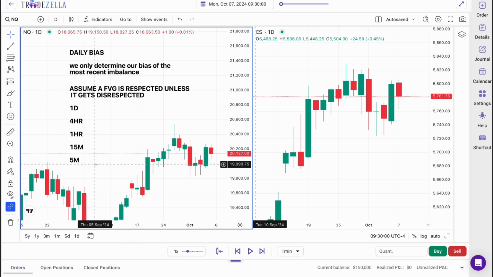To visually put this into perspective for you guys, I'm going to go over at least 4 to 5 examples of determining bias so you're familiar with this. Then after this video, I want you to take this onto TradeZella or even TradingView and backtest this yourself and get familiar with determining bias so we are ready for the next New York AM session. So let's get straight into it.